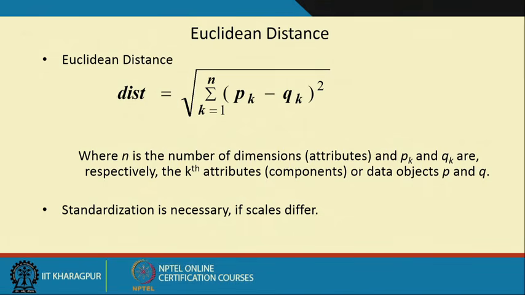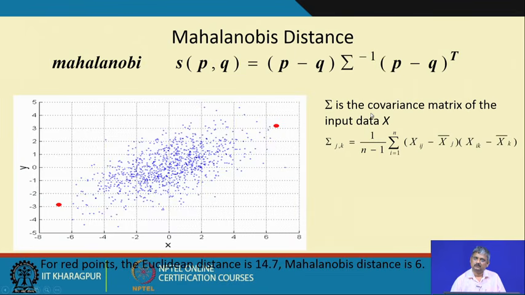So, here is the common distance function, the Euclidean distance. It is the difference between p and q values in every dimension k, square them up, add them up, take the square root. You can have other distances. This one is the same as the Euclidean, but with a weightage factor. Some attributes are given more weightage than the others. The attributes which are spread apart are given more weightage.